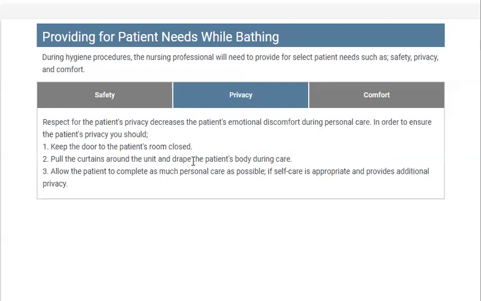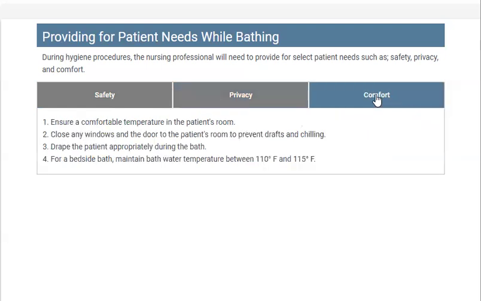Comfort. 1. Ensure a comfortable temperature in the patient's room. 2. Close any windows and the door to the patient's room to prevent drafts and chilling. 3. Drape the patient appropriately during the bath. 4. For a bedside bath, maintain bath water temperature between 110 degrees Fahrenheit and 115 degrees Fahrenheit.